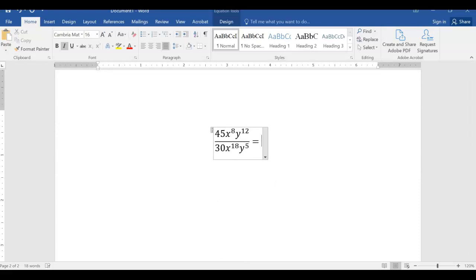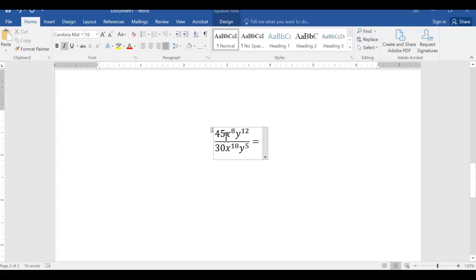So here we have 45x to the 8th times y to the 12th divided by 30x to the 18th y to the 5th. Now, remember what I said before when we dealt with the power to power rule. You can't utilize the power to power rule if there's pluses and minuses in our expression. Well, the same thing is true with the quotient rule. Here, it's fine because 45x to the 8th, y to the 12th, everything's being multiplied in the numerator. And the same thing, everything's being multiplied in the denominator. If you had a plus or a minus, then you couldn't do this trick. So if this were 45 plus x to the 8th, this trick wouldn't work.